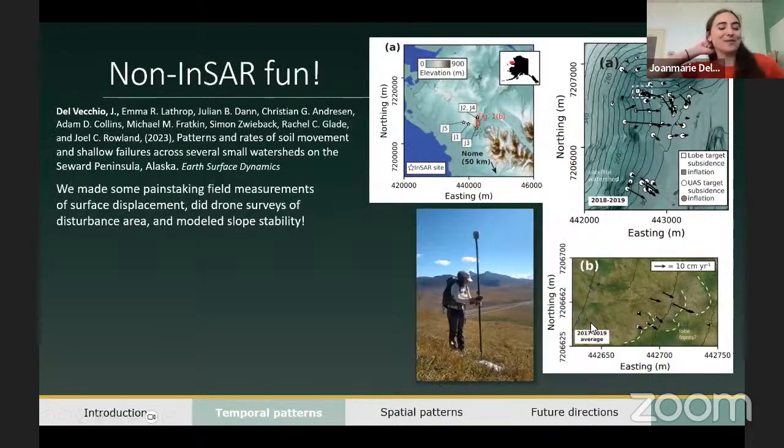So, like Matthew, I'm going to plug some of the non-InSAR fun that we've done for this work. We've got one paper on this in Earth Surface Dynamics, where in addition to some of the satellite work, we made some painstaking field measurements.